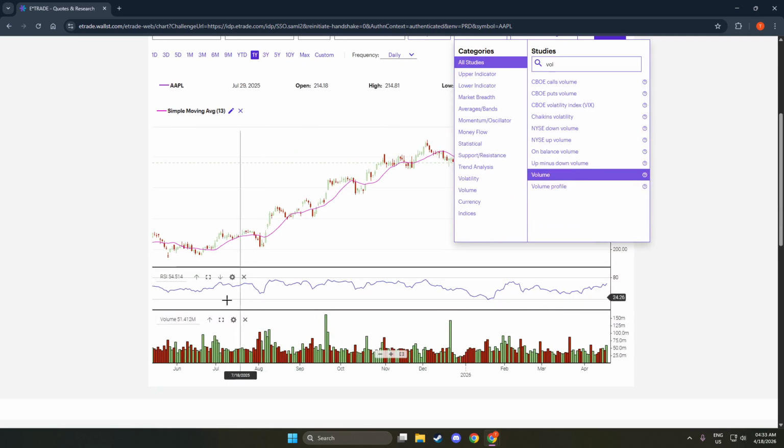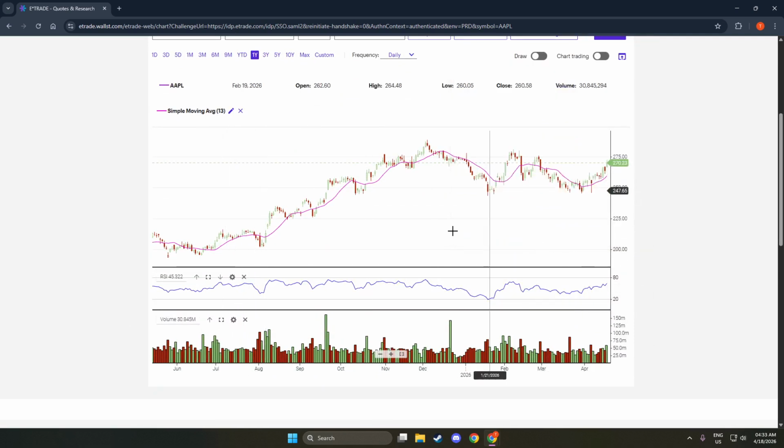Put it all together. Open the chart, switch to candlesticks, set the time frame, determine the trend, read the candles, and check volume for confirmation. That simple sequence builds a clear, repeatable way to read ETrade charts with confidence.